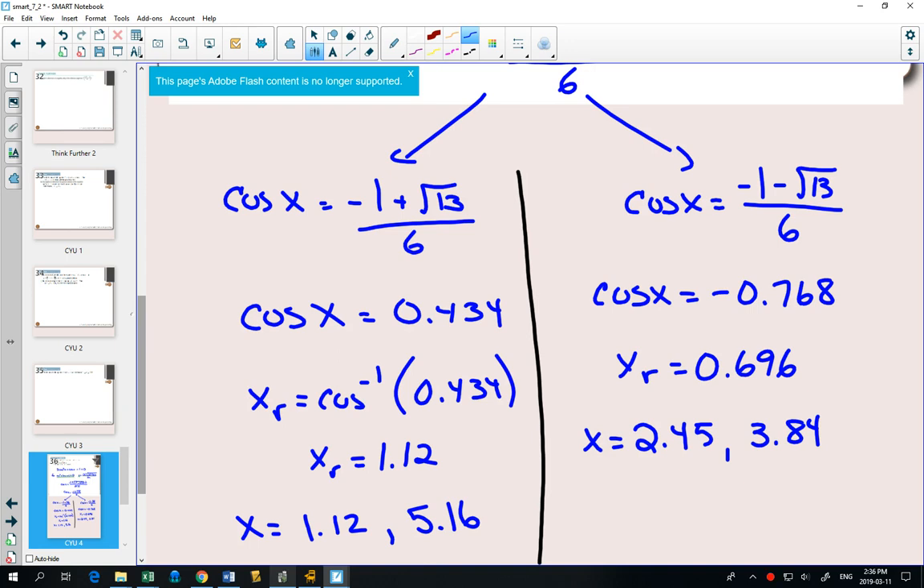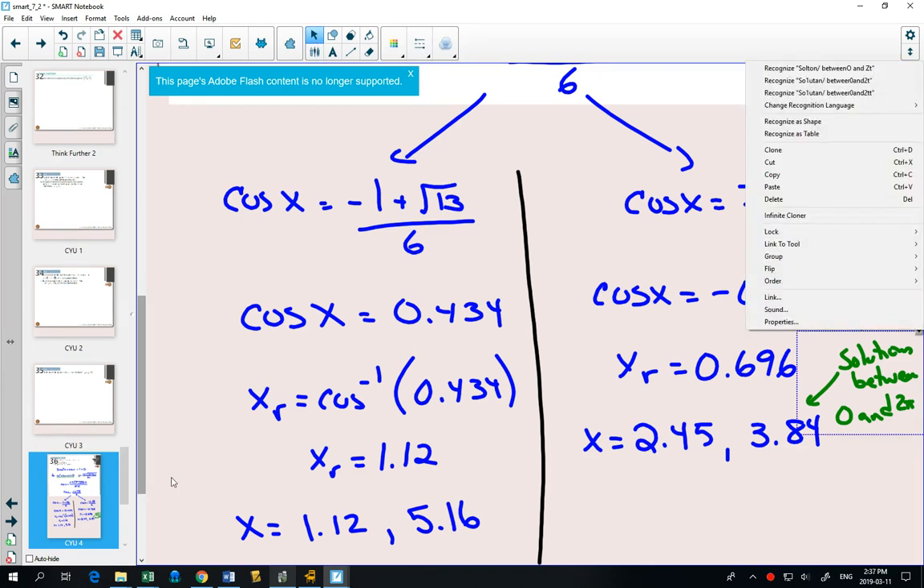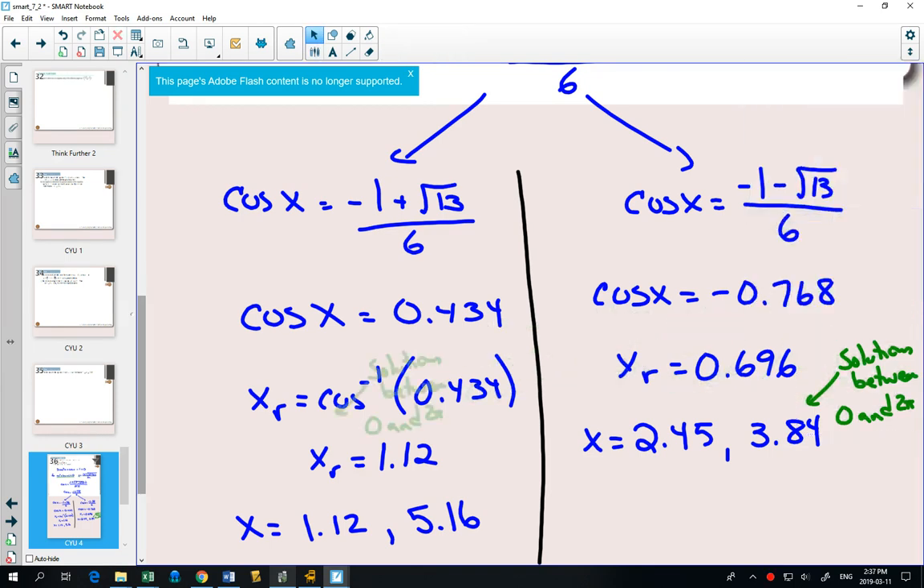So what did we just do? We just solved between 0 and 2 pi. We've been making a note of this. Solutions between 0 and 2 pi. There we go. Write it down for both of them. We just solved our answers between 0 and 2 pi. Let's go back and reread the question to make sure that that's what they wanted.